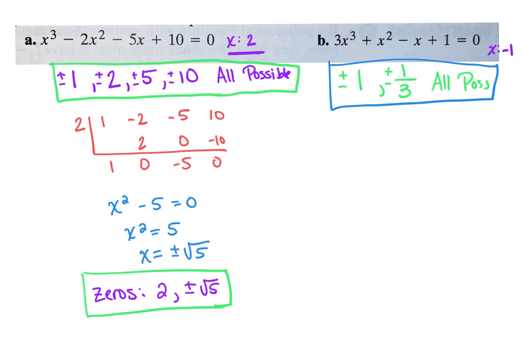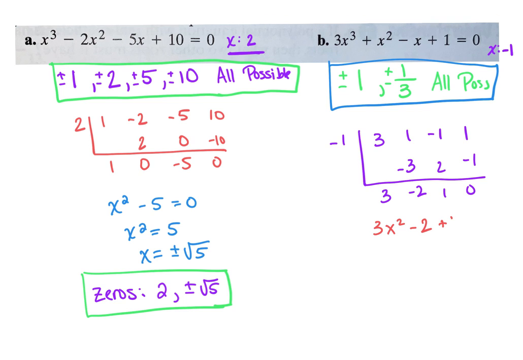And I gave you negative 1 as a root. So I'm going to say, well, negative 1 I know should be a root. So I'm going to say 3, 1, negative 1, 1. And I'm going to do this here. That's negative. Positive 2, 1, negative 1, 0. All right. I'm going to get that. I'm going to put that into quadratic form. So I have 3x squared minus 2x plus 1 equals 0.